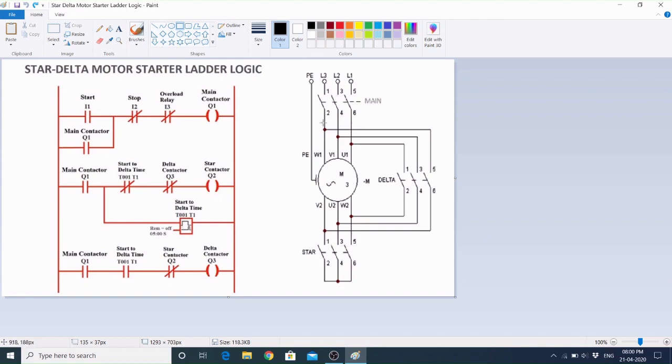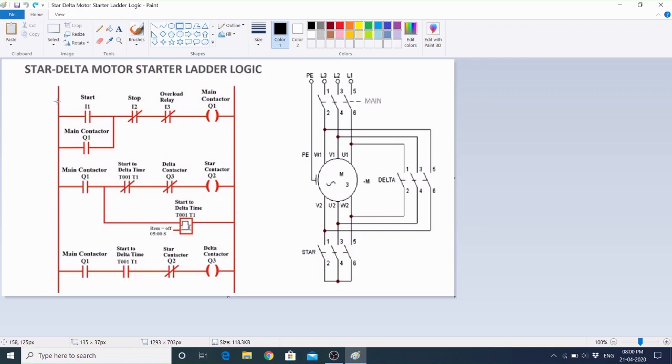Here you can see in this power circuit diagram the main contacts of the main contactor, and the star contactor, that is the contactor whose power contacts will drive this induction motor in star connection. Okay, and the delta connection will be made by this power contact.